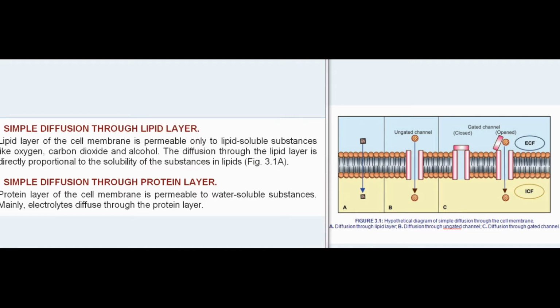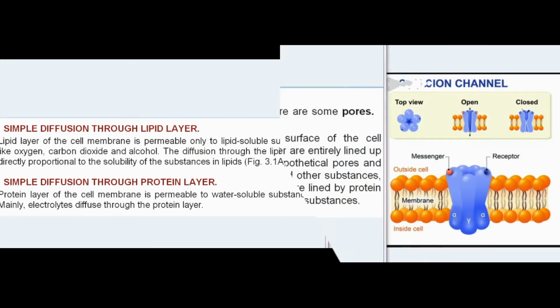Simple diffusion through lipid layer. Lipid layer of the cell membrane is permeable only to lipid-soluble substances like oxygen, carbon dioxide, and alcohol. The diffusion through the lipid layer is directly proportional to the solubility of the substances in lipids, Fig 3.1a. Simple diffusion through protein layer. Protein layer of the cell membrane is permeable to water-soluble substances. Mainly, electrolytes diffuse through the protein layer.